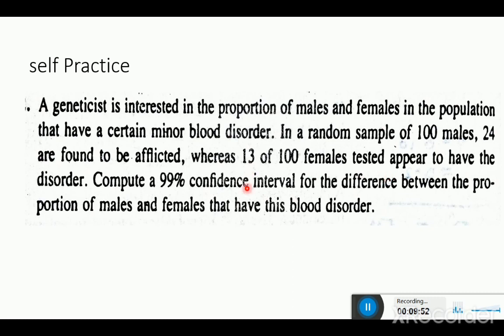tested appear to have the disorder. Compute a 99% confidence interval for the difference between the proportion of males and females that have this blood disorder.